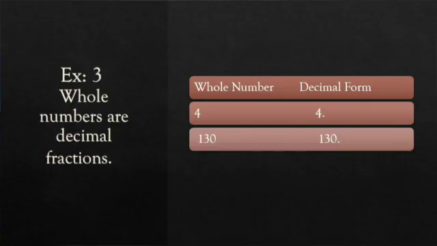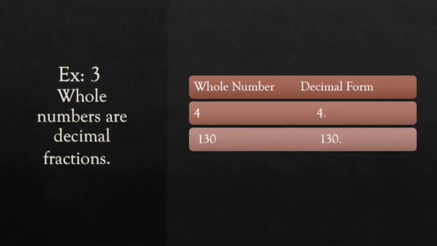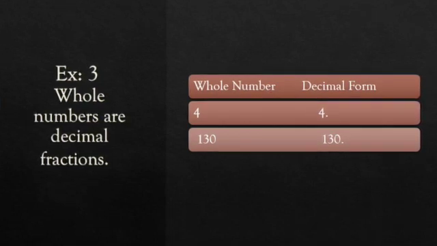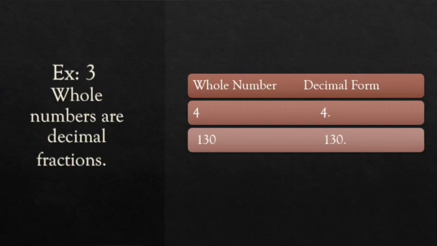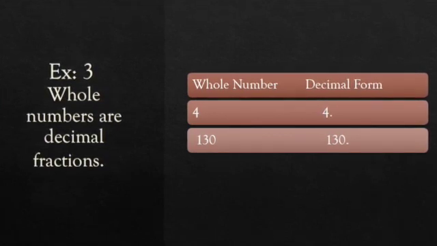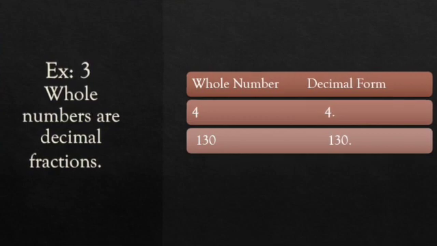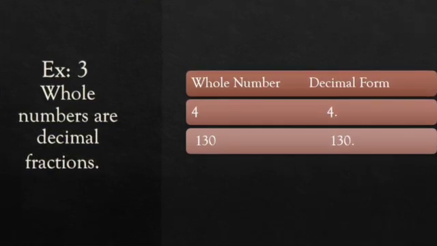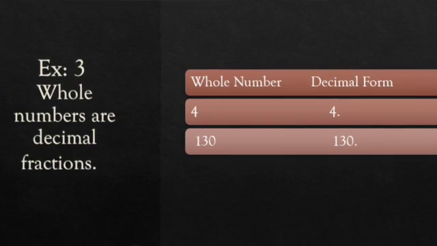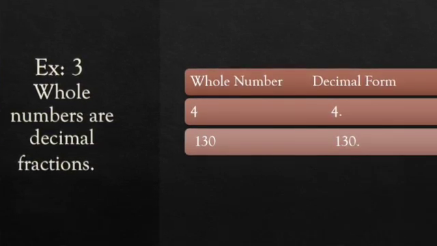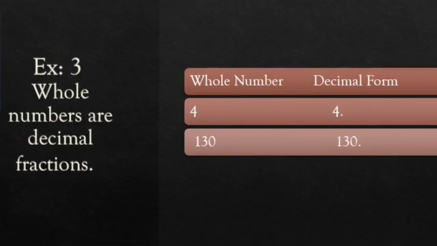Now let's go into a little bit more depth. Look at this next slide. This is example 3 in lesson 3.1. Look at the whole number 4. Know that when you have a whole number, the decimal is just to the right. So it's going to be 4.0. If you have a number such as 130, the decimal is going to go to the right of 130, and it will be 130.0.